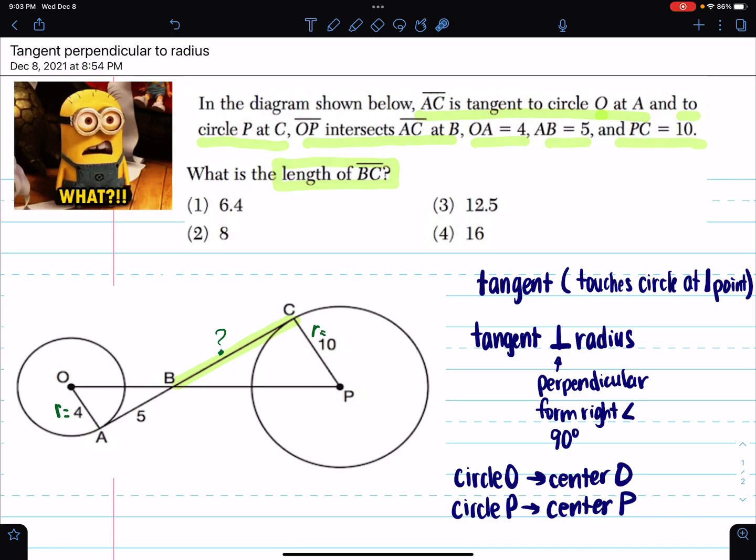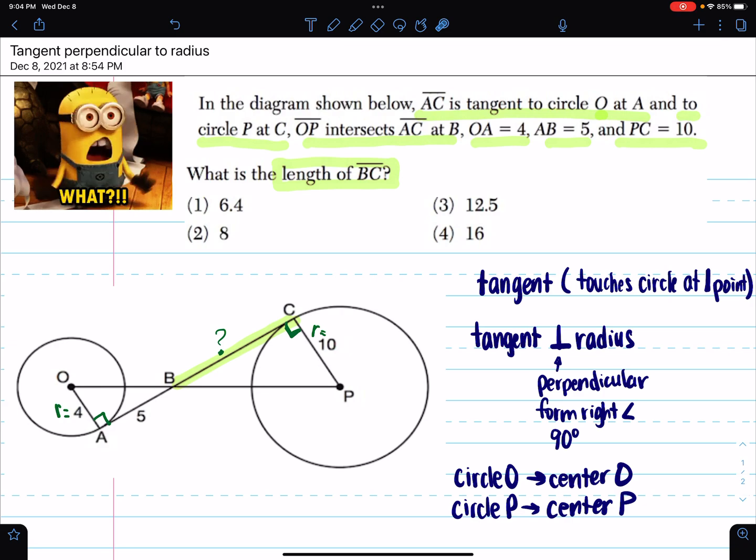Whenever a tangent and a radius meet, they form 90-degree angles. They're perpendicular. So let me put a right angle here, and once again, tangent and radius are perpendicular. This is a rule that you need to memorize. Think of it this way: when a tangent and a radius meet, they fall in love and they produce a 90-degree baby.